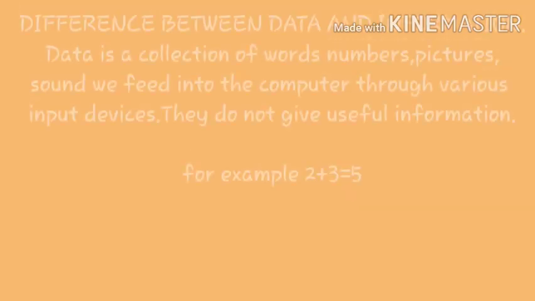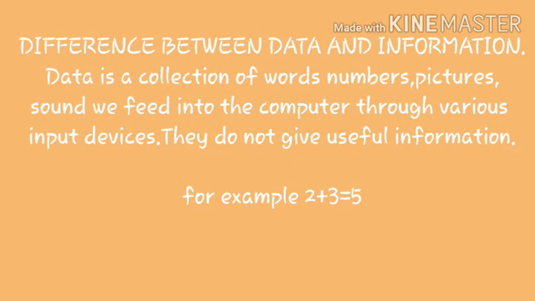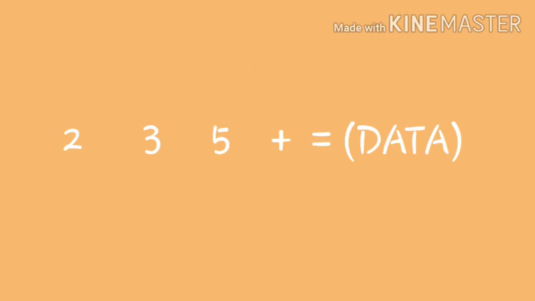So now, the difference between data and information. What is data? Data is a collection of words, numbers, pictures, sounds we feed into the computer through various input devices. They do not give information. For example, 2 plus 3 equals 5. These numbers and symbols, as shown in the image alongside, do not give any meaningful information on their own. They are simply a set of data.